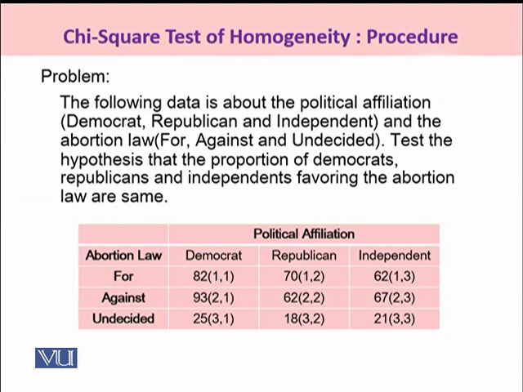So in one of the lectures, you have understood the concept of the chi-square test of homogeneity. Whenever you need to apply that, there is a contingency table given. That contingency table is shown where political affiliation is given in the form of columns, and the categories for the second variable, abortion law, are shown in the form of rows.